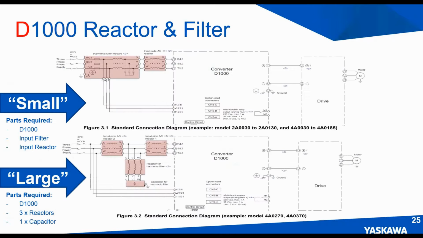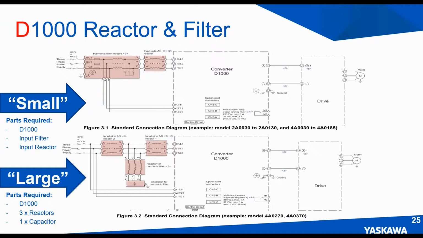There's actually 3 versions to the D1000 package. There's a small, there's a large, and then there's an XL. Each comes with the D1000 converter. The change is in the input filter circuit, as I've highlighted here in light red. The small configuration contains a filter module and an external reactor. So there's your reactor, there's your filter module. This is what converts that PWM into an AC waveform.